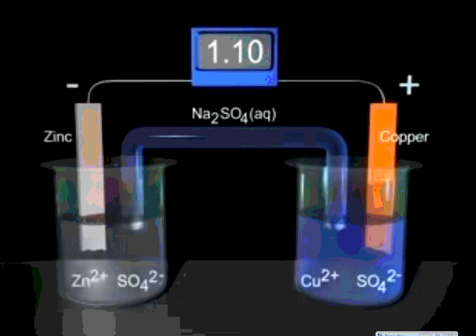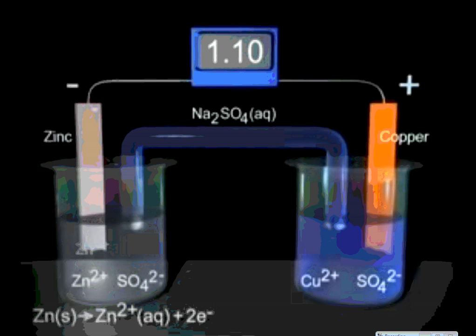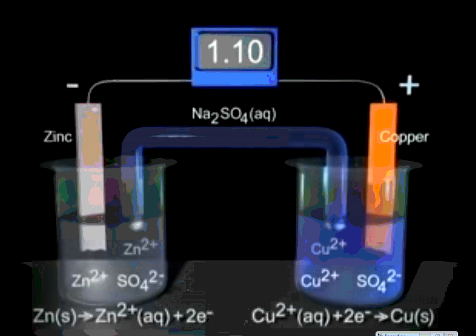When we replace the light bulb with a voltmeter, we find that the cell has a potential for voltage of 1.1 volts. The copper electrode is the positive electrode, and the zinc electrode is the negative electrode. As the cell reaction proceeds, zinc atoms of the zinc electrode lose electrons and move into the solution as zinc ions. At the same time, copper-2 ions acquire electrons at the copper electrode and form copper metal.